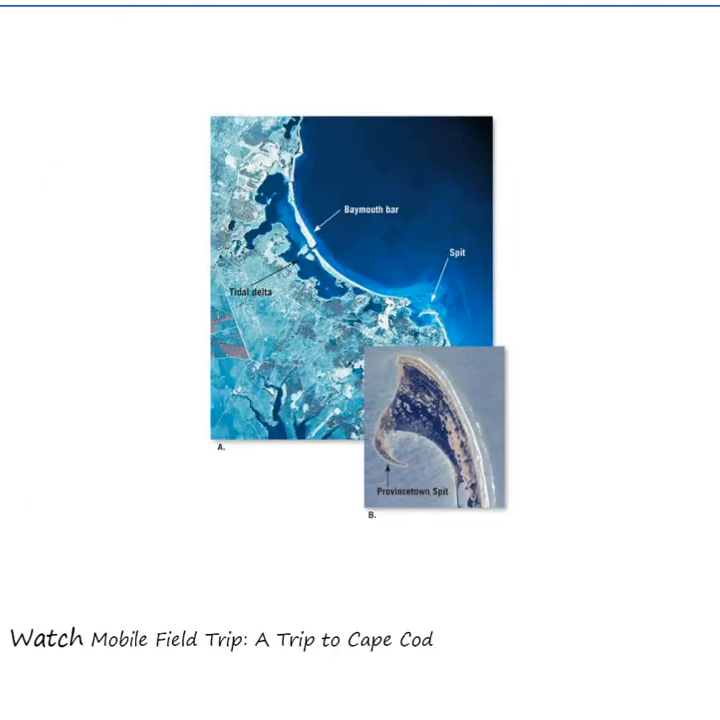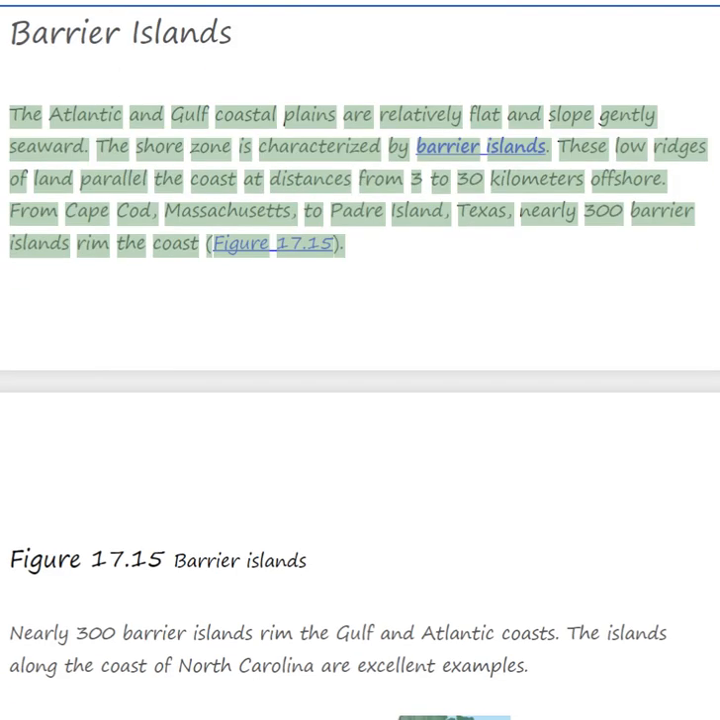Barrier Islands. The Atlantic and Gulf coastal plains are relatively flat and slope gently seaward. The shore zone is characterized by barrier islands. These low ridges of land parallel the coast at distances from 3 to 30 kilometers offshore. From Cape Cod, Massachusetts, to Padre Island, Texas, nearly 300 barrier islands rim the coast.